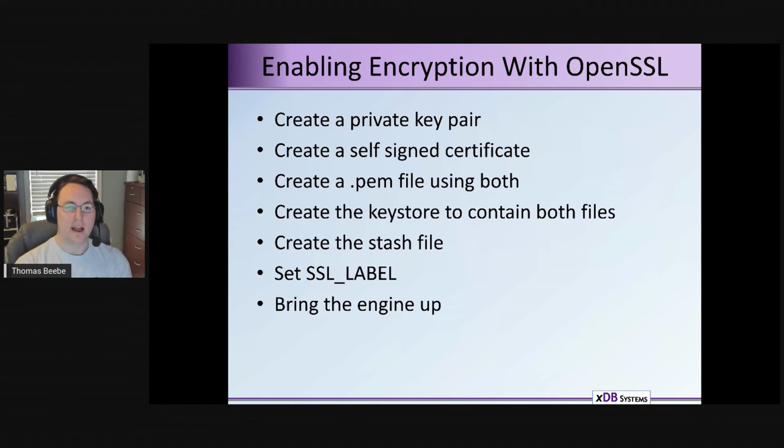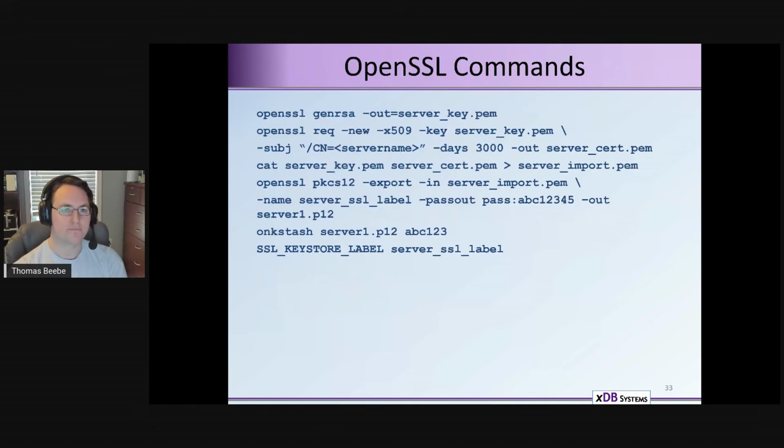So, enabling it. You create the private key pair the same way, just using the commands to do it, and create a self-signed certificate. We're going to create a PEM file. That's just the standard file name for OpenSSL, but it'll have both our certificate and the information about the self-signed, and we're going to combine them. We're going to create the key store based on that, create the stash file, create the SSL keystore label in the onconfig, and then we'll bring the engine up. Pretty much the same process, with slightly different commands.